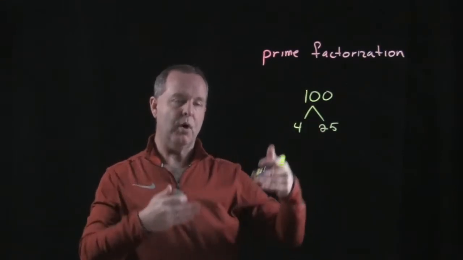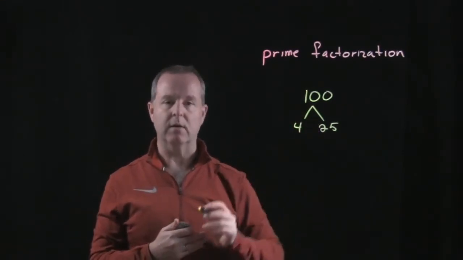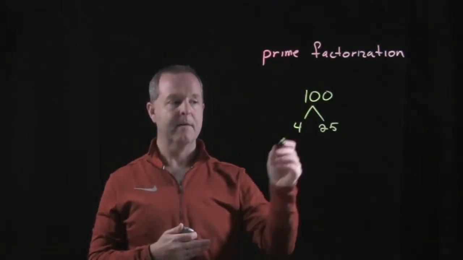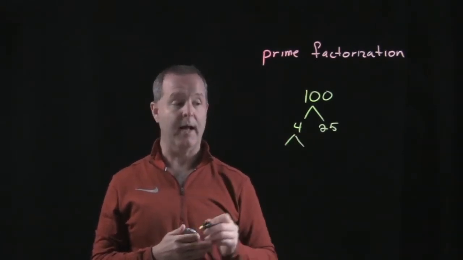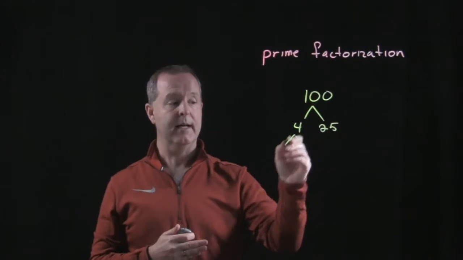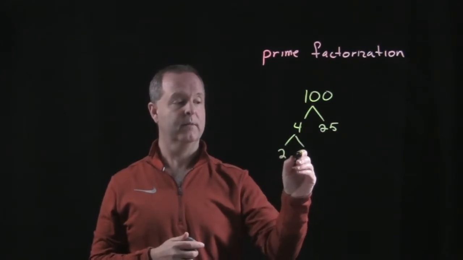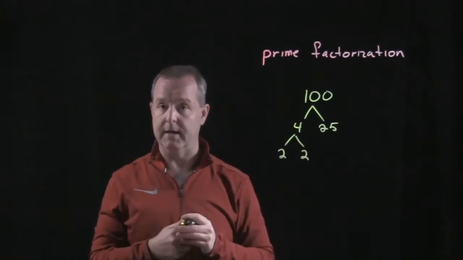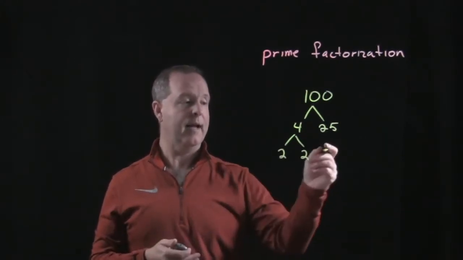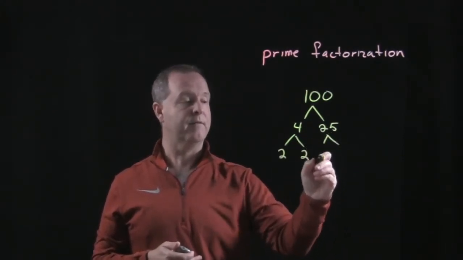I'm going to keep this process going until my end result becomes a prime number. 4 is not prime, so I can factor 4 as well. 4 is a composite number. It factors down to 2 and 2. 25, likewise, is also a composite number, meaning that it's not prime, and that factors down to 5 times 5.